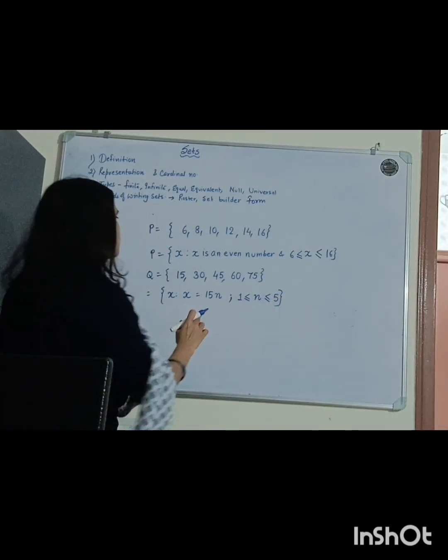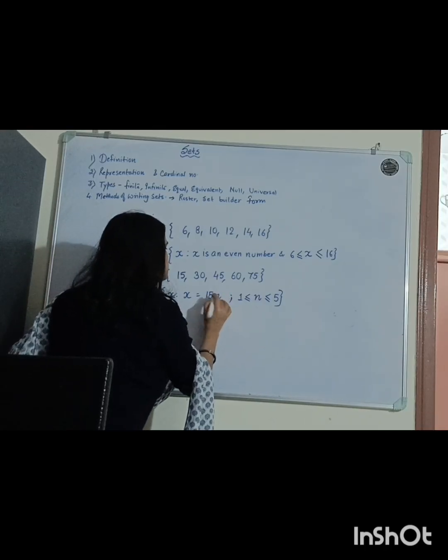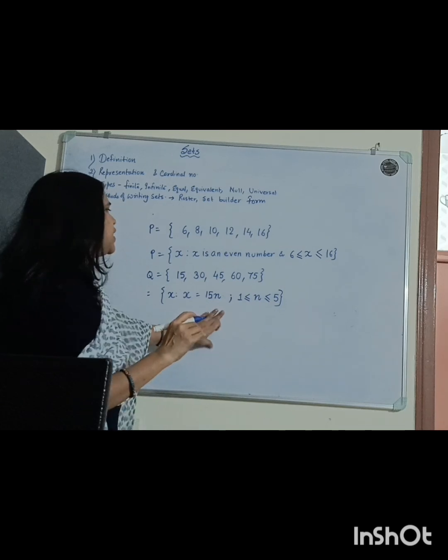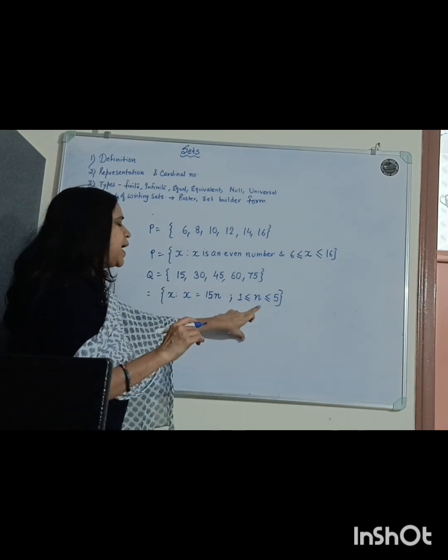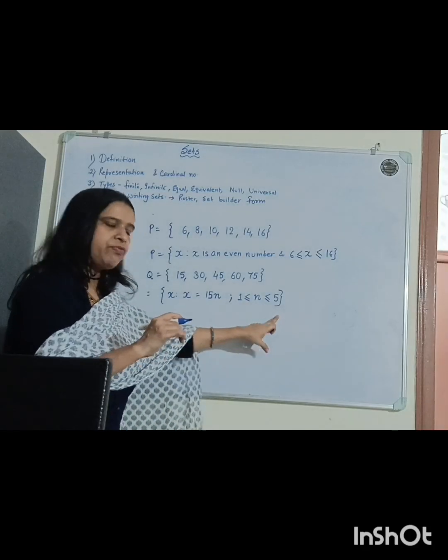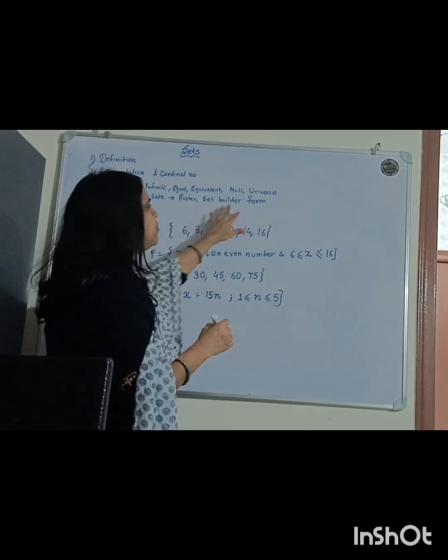We can also use the form of natural numbers, as you wish. I am using this small n only. So 15n is the characteristic of the set and n lies from 1 to 5. In this way we are writing sets in set builder form.